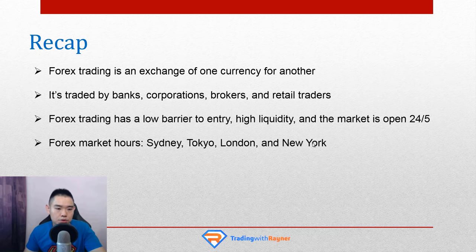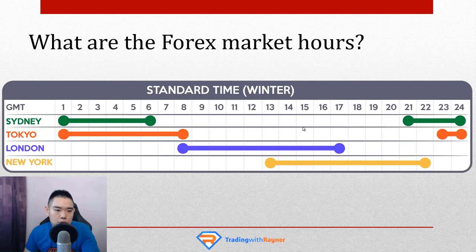And one thing to add, a bonus thing, is that the most volatile session in the forex market is during the London and New York overlap. So it's actually during these few hours from here to here, because both the London and the New York session are open, and these are kind of like the biggest financial markets in the world. So a lot of transactions are going on during these forex market hours.